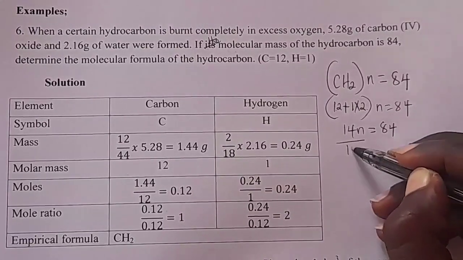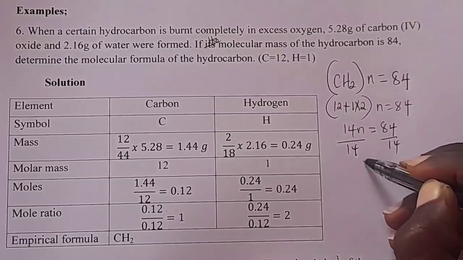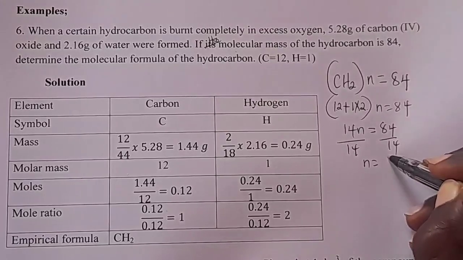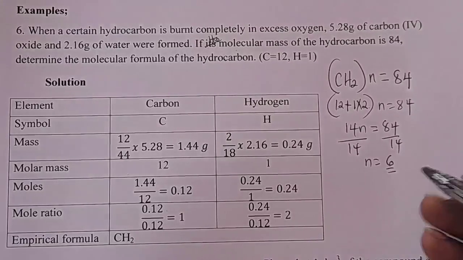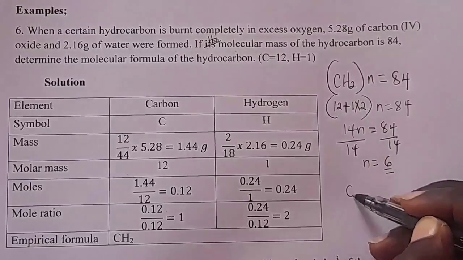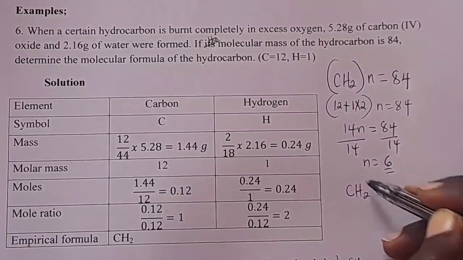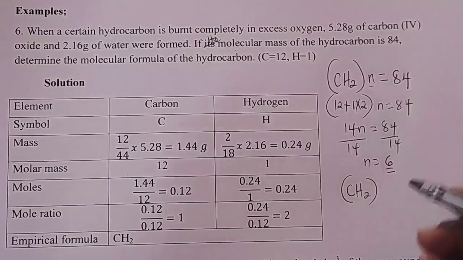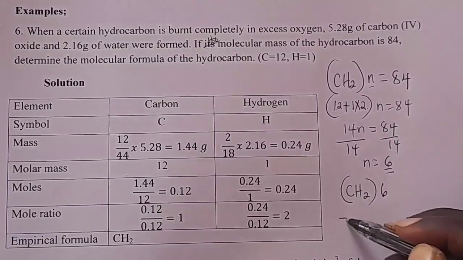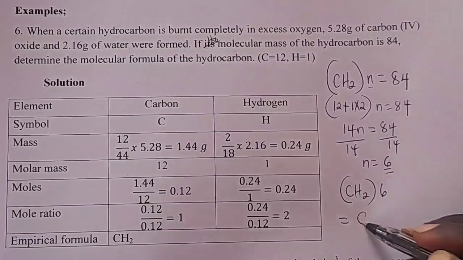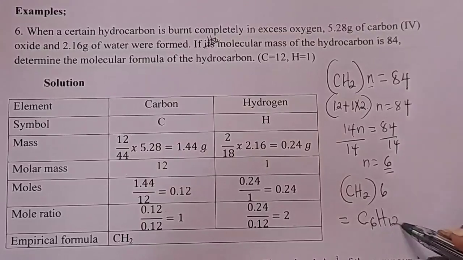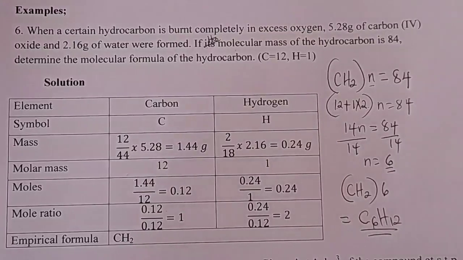So if I want to get n, divided by 14, divided by 14, n will be equal to 6. So we take again the empirical formula. It will be like this. Then where we were having n, we are going to replace with 6. Then we are going to remove the bracket. Here we are going to have C6H12 as the molecular formula for this compound or this hydrocarbon.